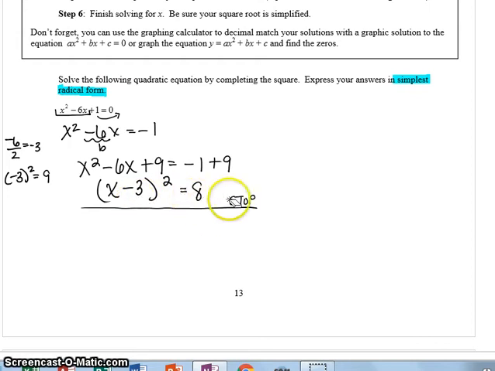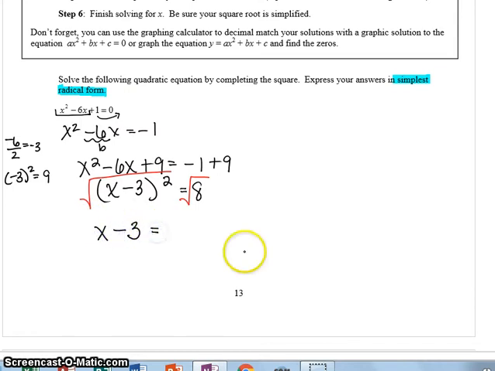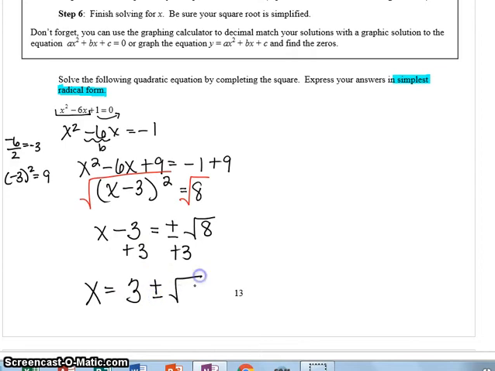But from here, you're now going to say to yourself, well, how do I get rid of a squared? I take the square root. And what you do to one side, you have to do to the other. Taking the square root of something squared just removes the square. But then don't forget, anytime you take the square root, it's positive and negative of that square root. Last step, I have to isolate this x by adding 3 to both sides. And I'm going to get x equals 3 plus or minus the square root of 8.